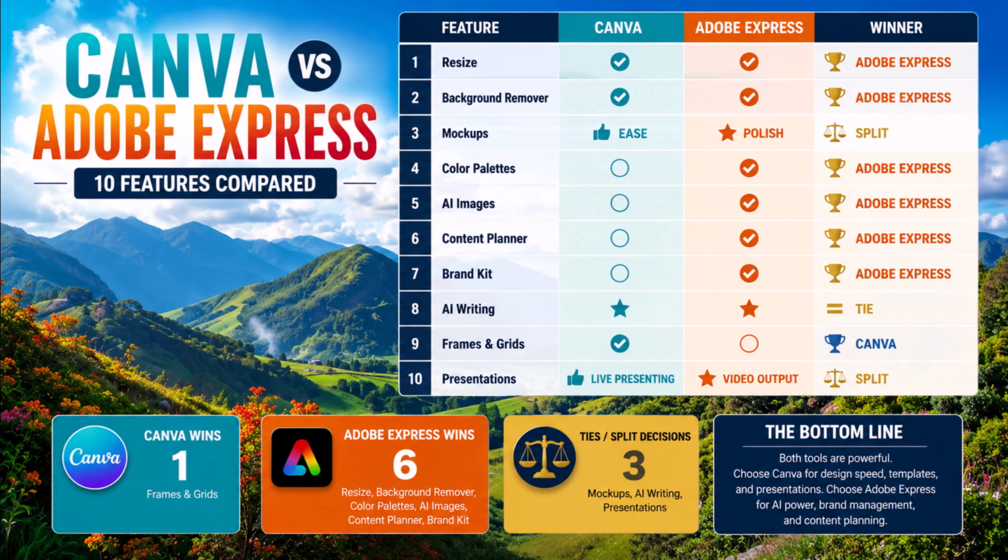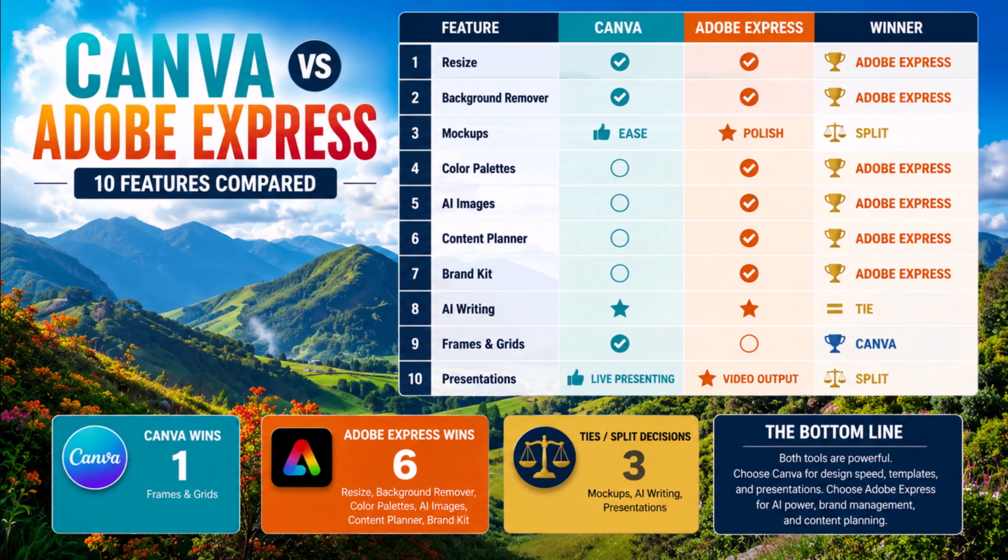Let's recap. 10 features compared. Here's the quick breakdown. 1. Resize. Adobe Express wins on free access and AI expansion. 2. Background remover. Adobe Express wins on free access, quality is close. 3. Mockups. Canva for ease, Adobe Express for polish. 4. Color palettes. Adobe Express wins with Adobe Color integration.